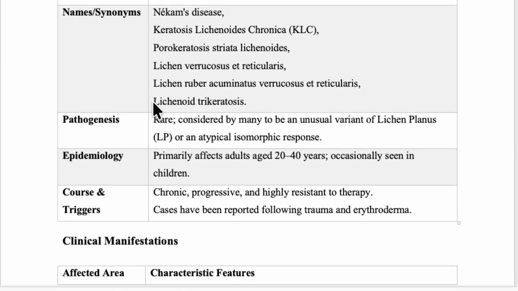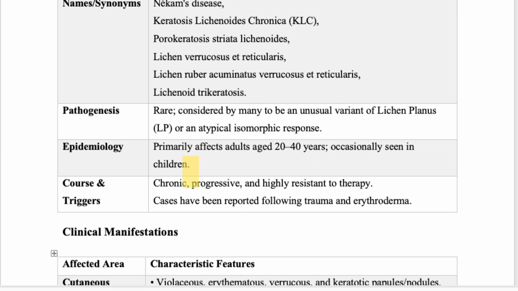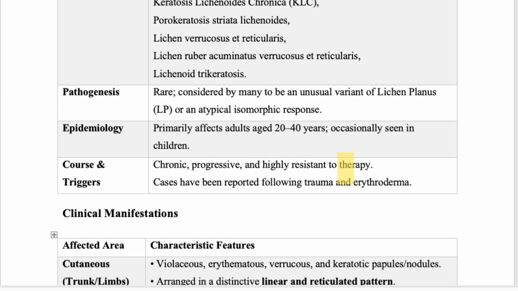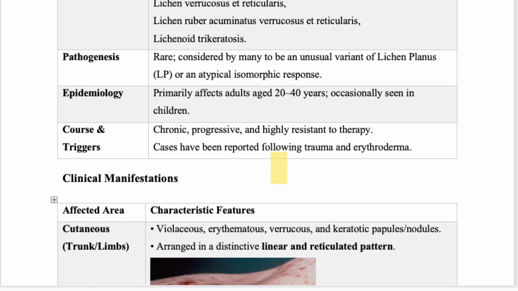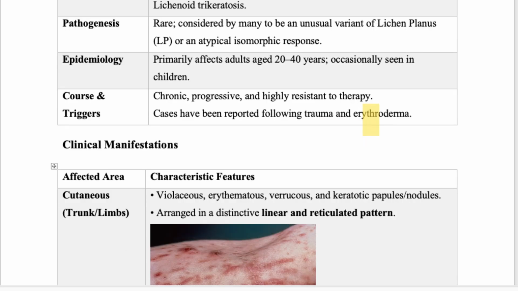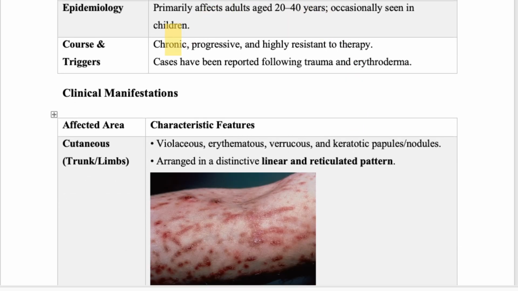Remember, this is a rare disorder considered by many to be an unusual variant of lichen planus or an atypical isomorphic or Koebner's response. It primarily affects adults aged 20 to 40 years, but occasionally it is also seen in children. It is chronic, progressive, and highly resistant to therapy, and cases have been reported following trauma and erythroderma. So remember, this is a rare disorder, but once it comes, it's going to stay for long. It is chronic, progressive, and very highly resistant to therapy.